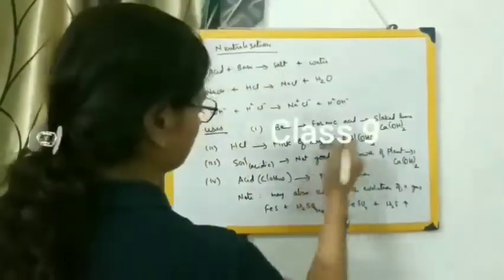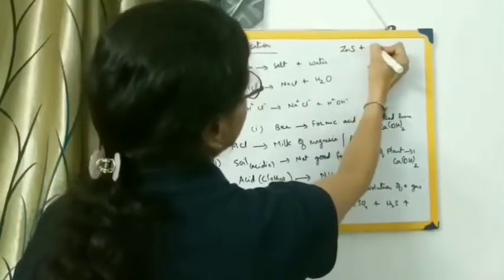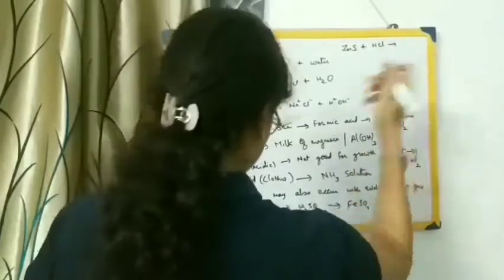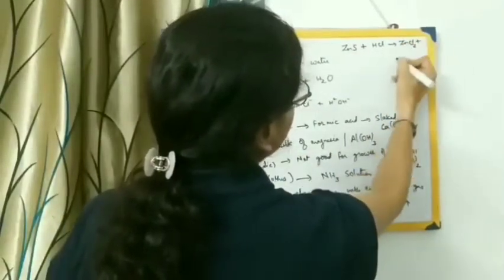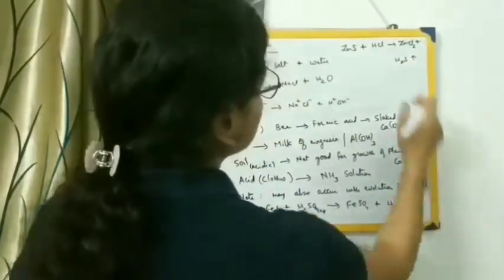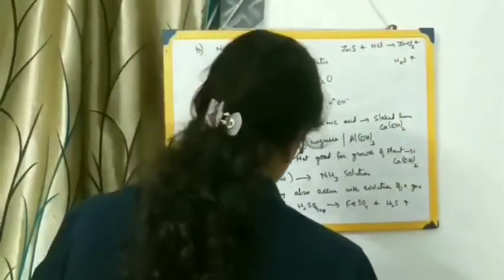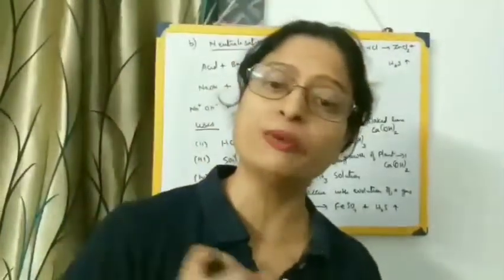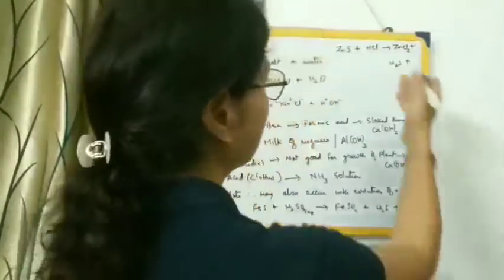Another example under this point, here zinc sulfide plus HCl, in the aqueous condition, or dilute hydrochloric acid. What happens? Zinc chloride plus H2S, that is hydrogen sulfide gas, is formed over here. So in both these cases, a gas has been released. So we can say that in certain cases of double decomposition reaction, besides formation of a precipitate and besides neutralization, you may also see that a gas is evolved.